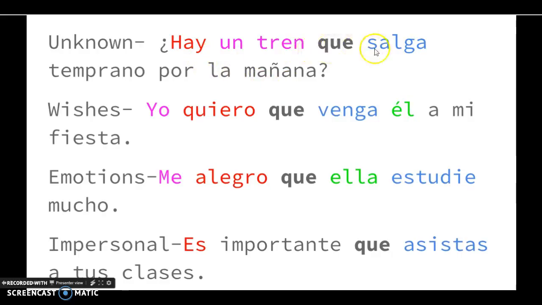So is there a train that leaves early in the morning? You don't know that there's a train that leaves early in the morning. You're asking if there is one, which triggers the subjunctive.